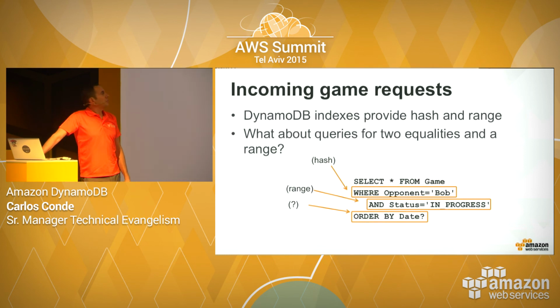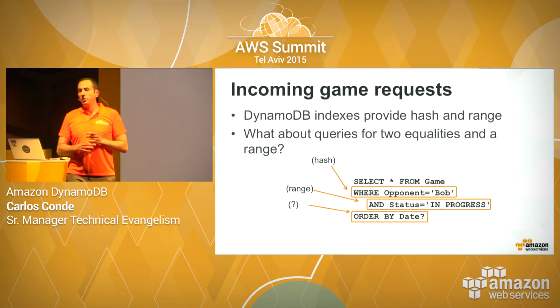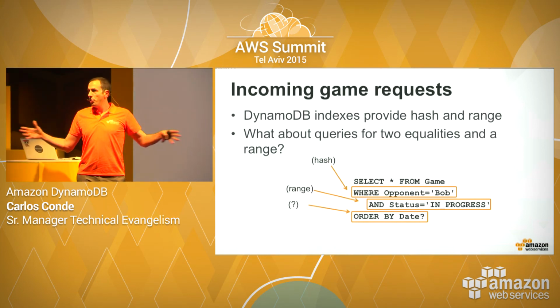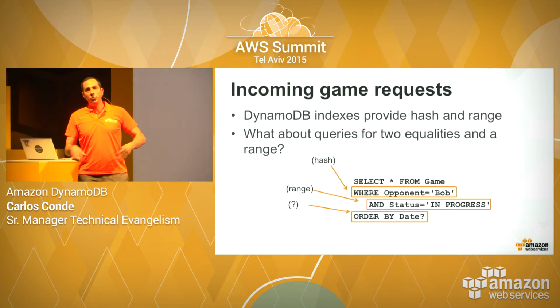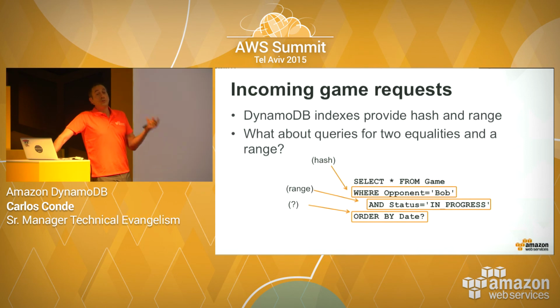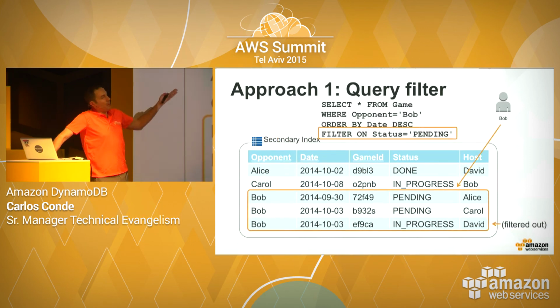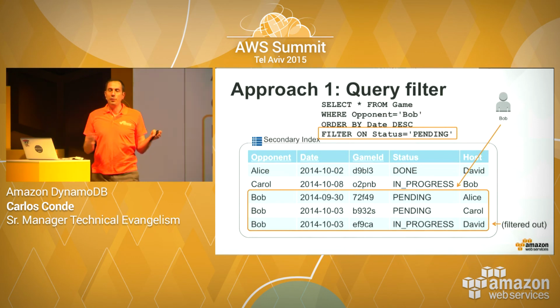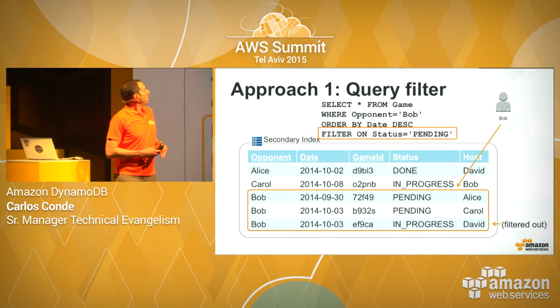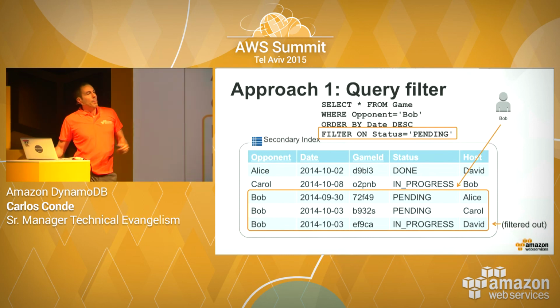So there's different approaches to this. And keep in mind that the way you pay on DynamoDB is by read capacity units and write capacity units. So you want to use those the least amount of time so you can be more effective from a cost perspective. So the first approach is to use a filter. So you're going to do your requests on the opponent and the date, and then you use, basically, the filtering features of the querying language of DynamoDB in order to do the ordering and the filtering. But it looks like this.